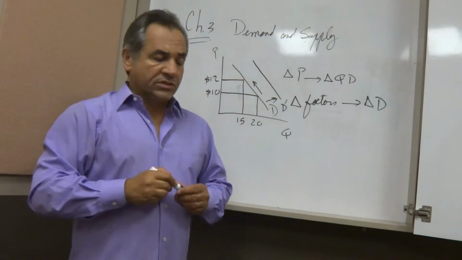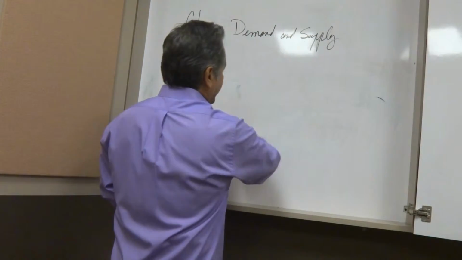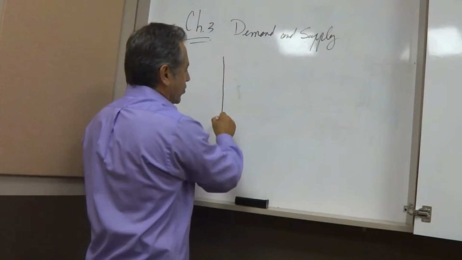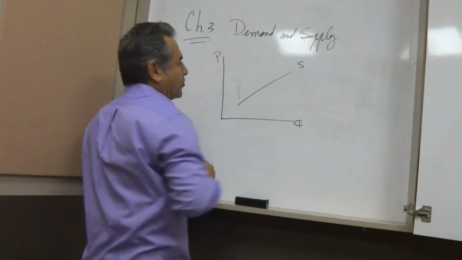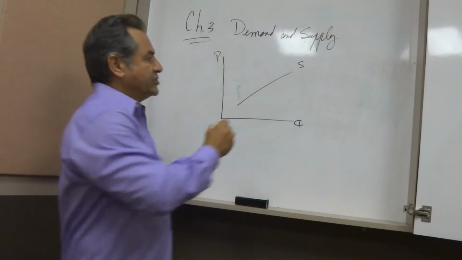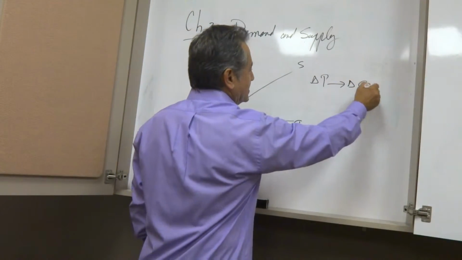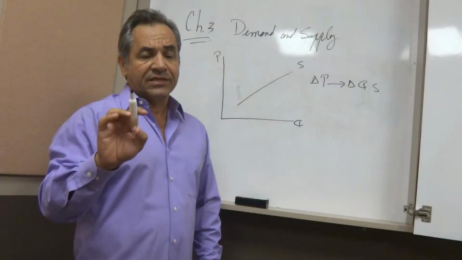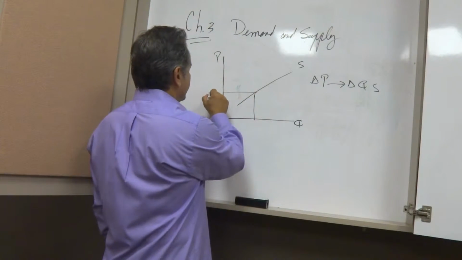Same thing for supply. The law of supply states that there is a direct relationship between price and quantity supplied, again holding everything else fixed. And this will be represented by an upward sloping supply. Again, change in price will cause change in quantity supplied. So pay attention to these terminologies again on the test and the quizzes. And this will be represented by movement along the curve.